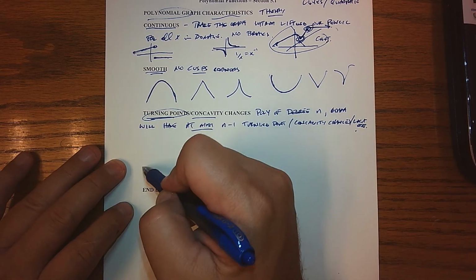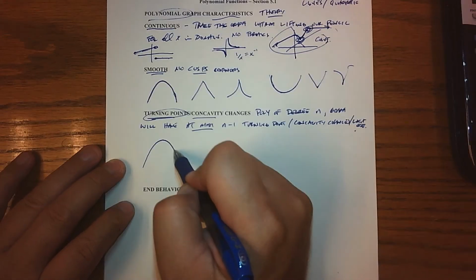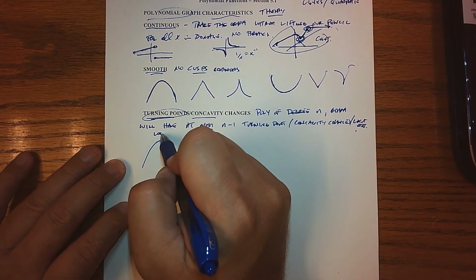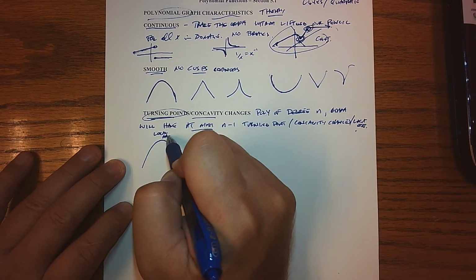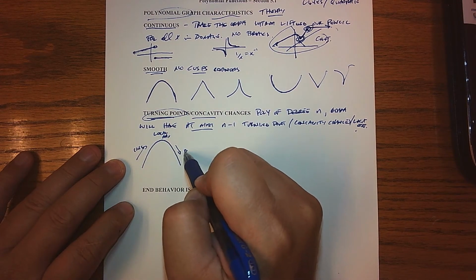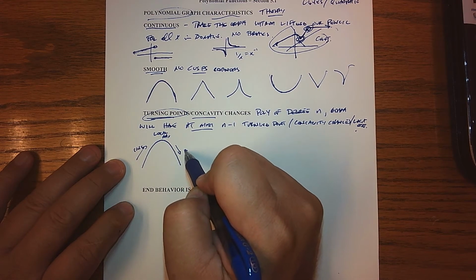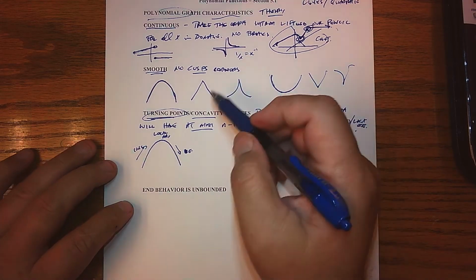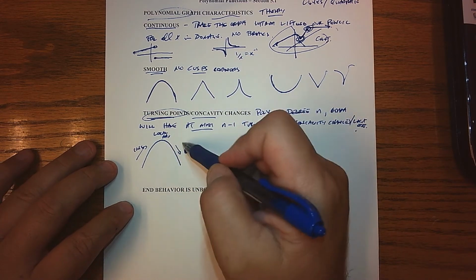And the reason why we're calling it a turning point, let's just go ahead and draw a local max, right? This is a local max there. But what's happening is we're going from increasing to decreasing. Okay, and so that is what we call a turning point.